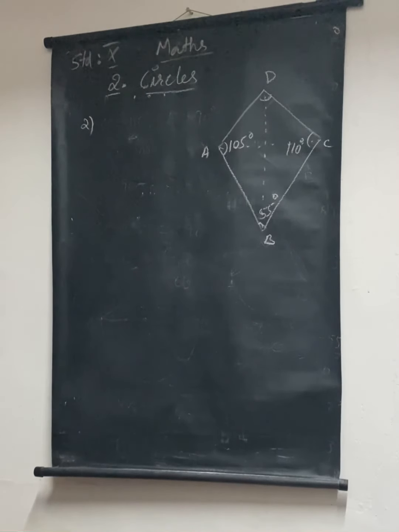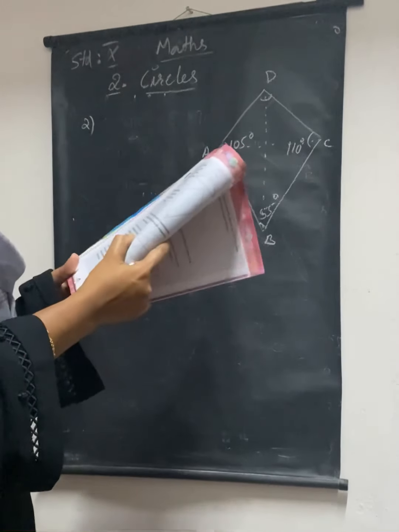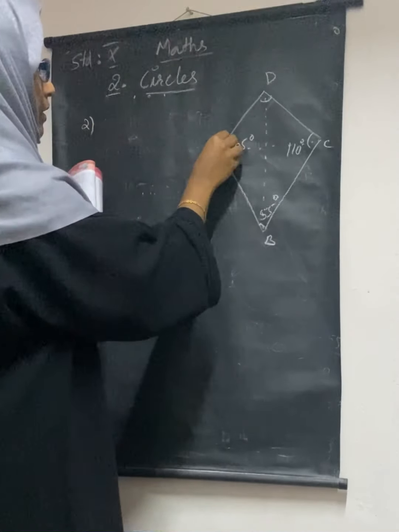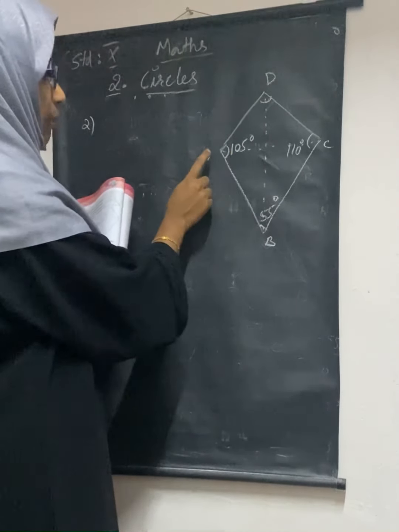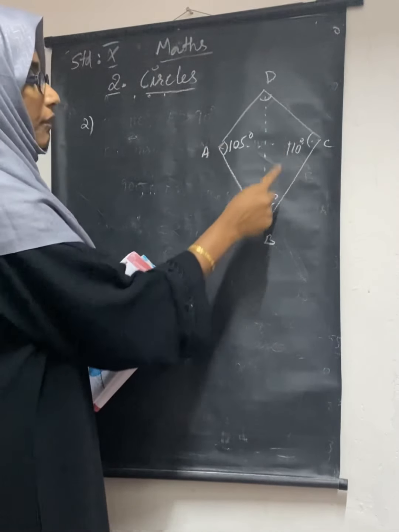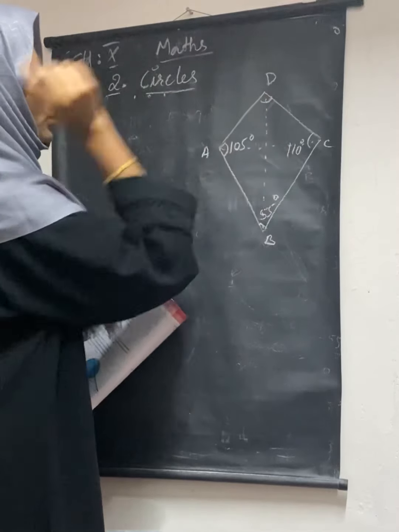Okay, the next problem will continue. Same page number 42, question number 2. You can see the figure here, one quadrilateral given. The name is not given, you can choose the name A, B, C, D. In that, three angles are also given, 105, 55 and 110. The last, fourth one is missing.